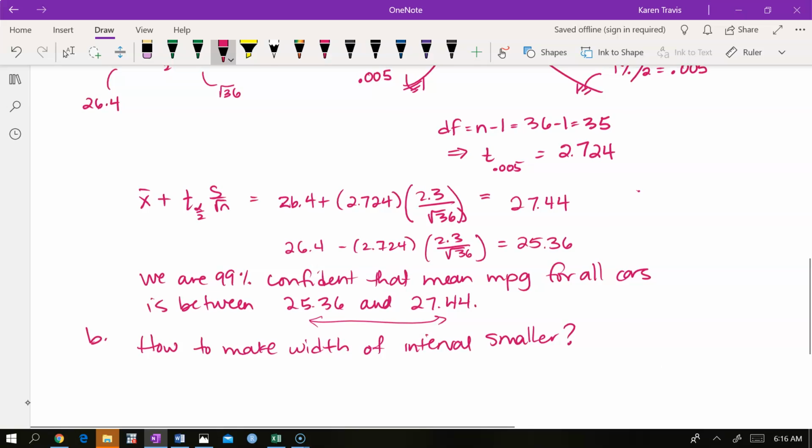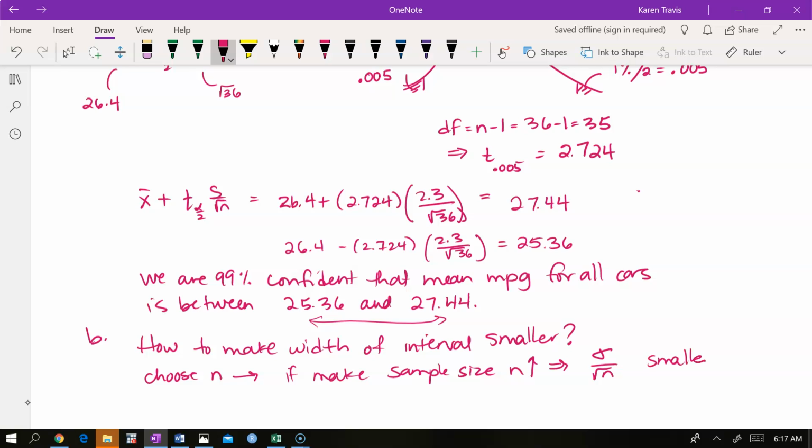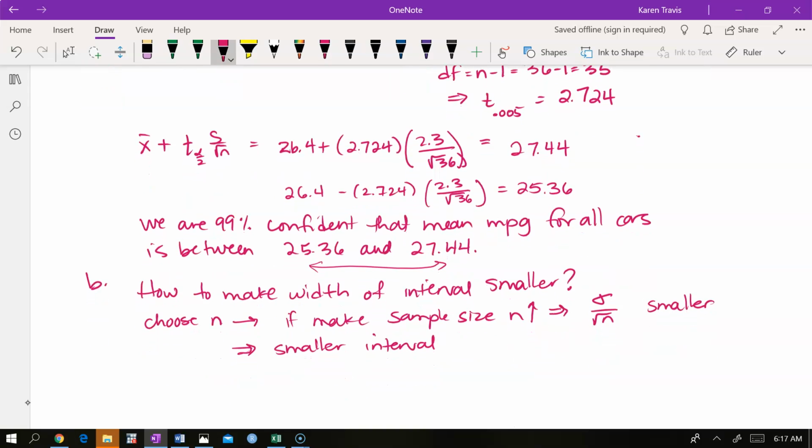Well, the only thing that we have for us to be able to choose is n. So if we make the sample size bigger, then that's going to make sigma over square root of n smaller, and that will make a smaller interval. So choosing a larger sample size will make a smaller interval.